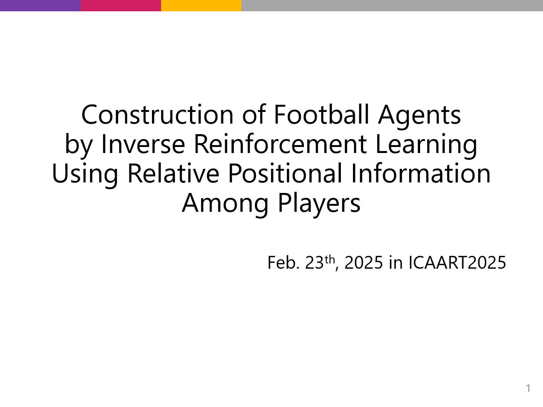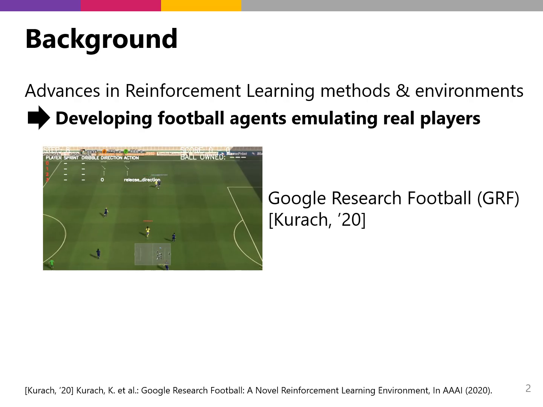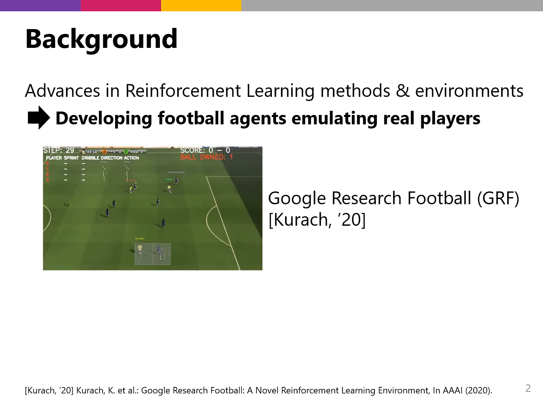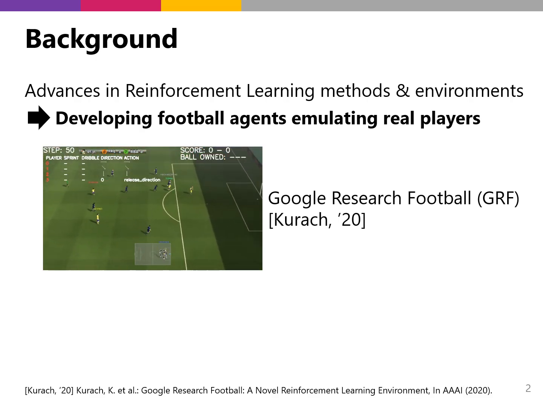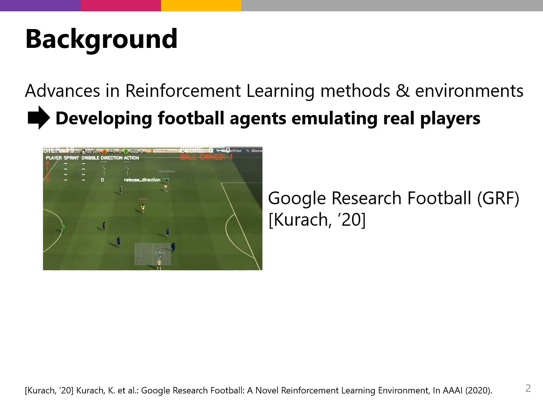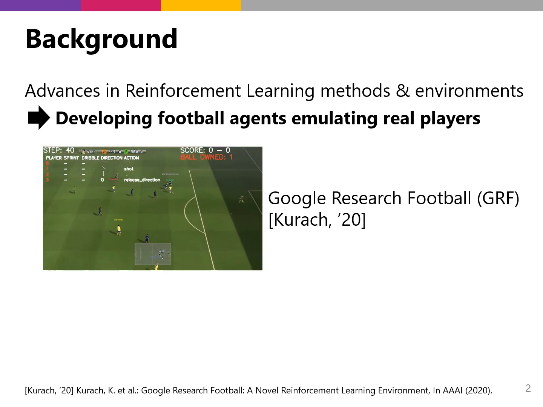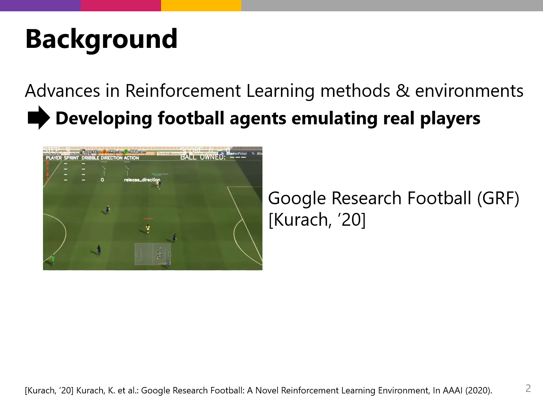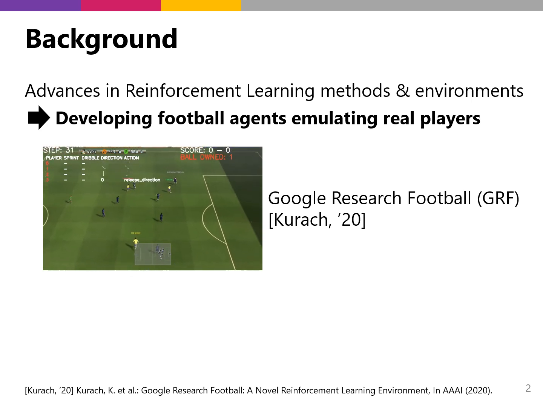Hello everyone, this is a presentation that I presented in ICAART 2025, whose title is Construction of Football Agents by Inverse Reinforcement Learning using Relative Positional Information among Players. Recently, advancements in reinforcement learning have made it possible to develop agents that autonomously emulate the behavior of human players. A football agent is one such example.